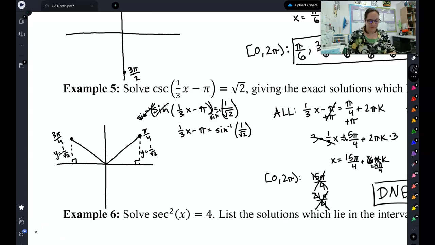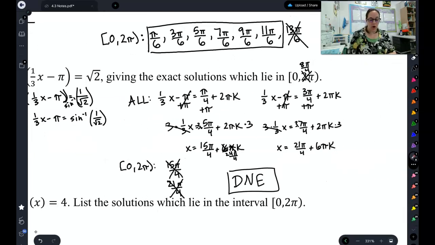Let's see how you did. So I have two triangles that have the same y value. I'm at pi fourths and 3 pi fourths. So I come over here to my all answers, set it equal to pi fourths plus 2 pi k, my first answer. Set it equal to 3 pi fourths plus 2 pi k, my second answer.